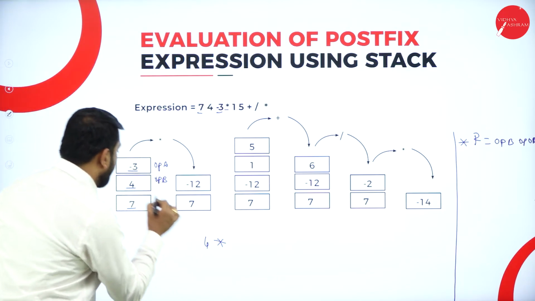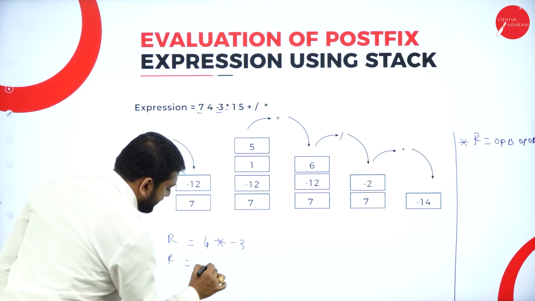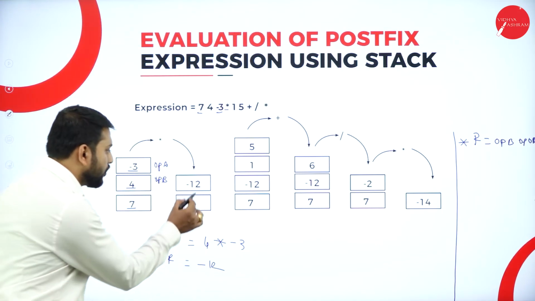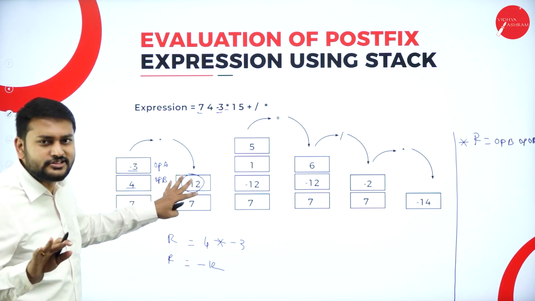You have 4 and then minus 3. The result will be what? Come on, everybody. It's going to be minus 12. That is what I have stored here. And then 7, I have written as it is. Any doubts till here? No.